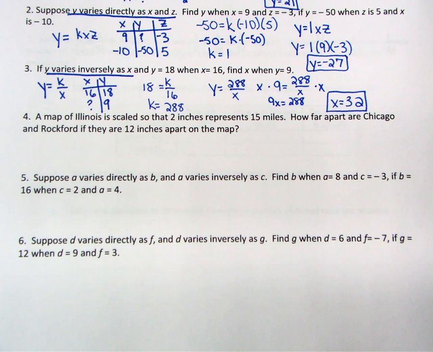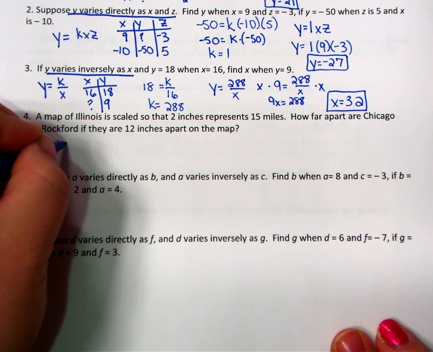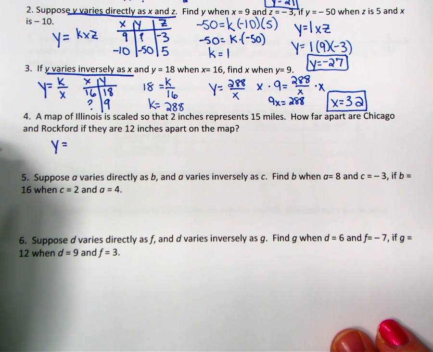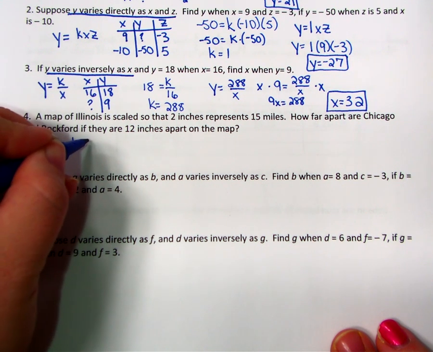So we need to know which kind of variation this is representing. I have the inches on the map and the inches in real life. As the inches on the map increase, the distance in real life should also increase. Since both values are increasing, that represents a direct variation equation. So I have the distance in real life equals the constant times the distance on the map.